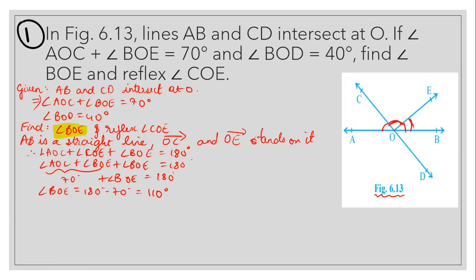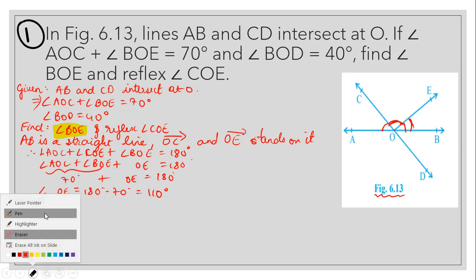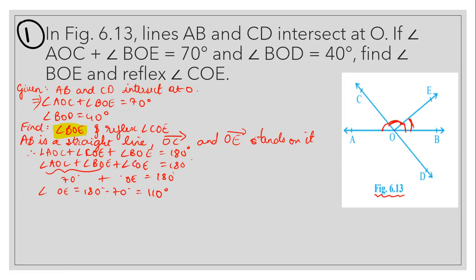Now let's move on to the second part of the question, reflex angle COE. First, let us find out angle COE. Actually, I've made a mistake here. Sorry, instead of writing C, I've written B here. I was thinking, why is there a repeat? Sorry.